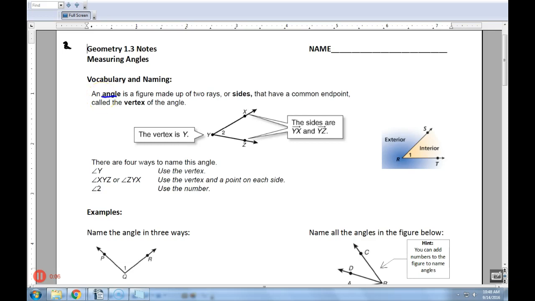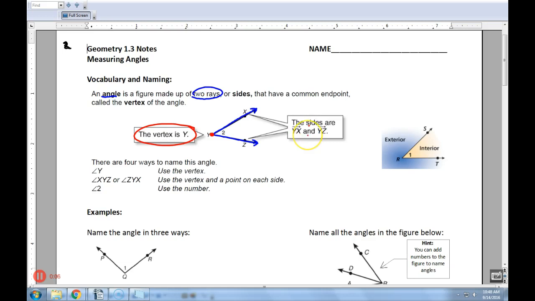An angle is a figure made up of two rays, so two rays or sides that have a common endpoint, and that common endpoint is called the vertex. So here's ray YX, ray YZ. The common vertex or the common endpoint is Y, and we're going to find out later we can actually name it using the vertex.